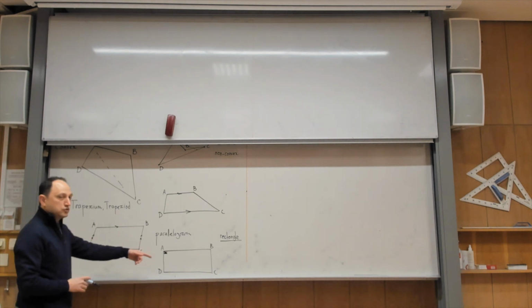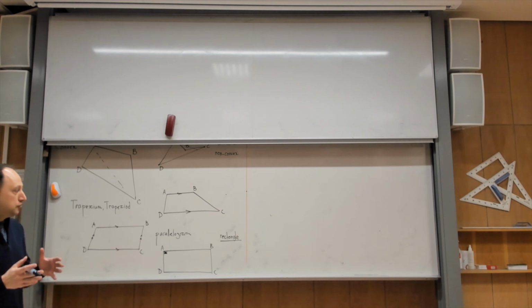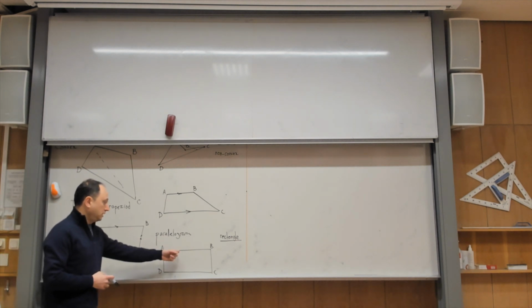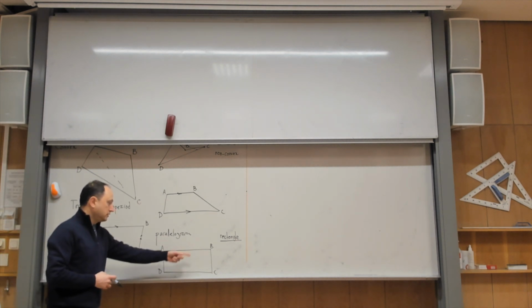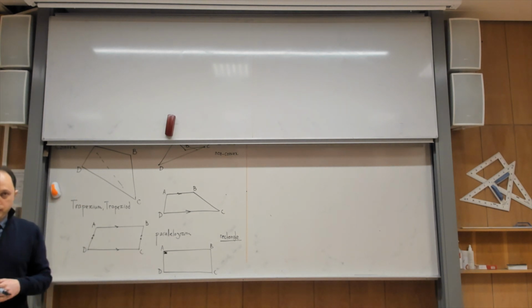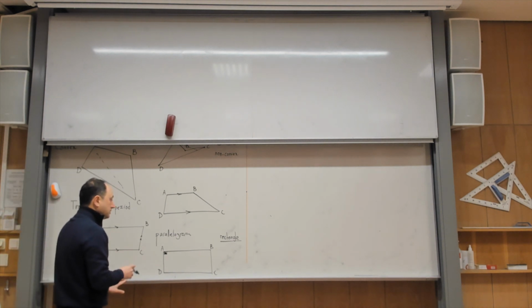So if I ask you to prove a quadrilateral is a rectangle, you first prove that it is a parallelogram, meaning that for the time being you prove that these two are parallel, and then you prove that one angle is 90 degrees. Then it means that you have proven that the quadrilateral is a rectangle. Yes? Okay.